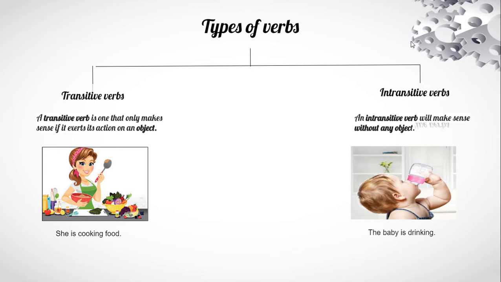Intransitive verbs. An intransitive verb will make sense without any object. For example, the baby is drinking. In this sentence, drinking becomes the intransitive verb as the object is absent.